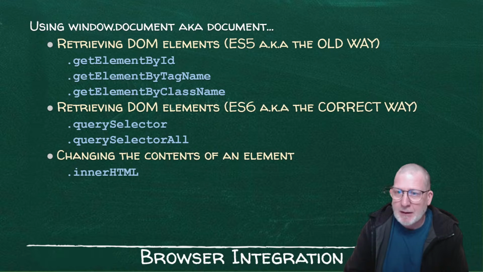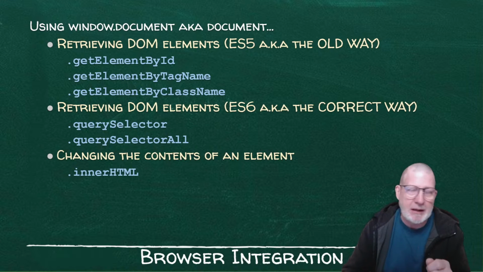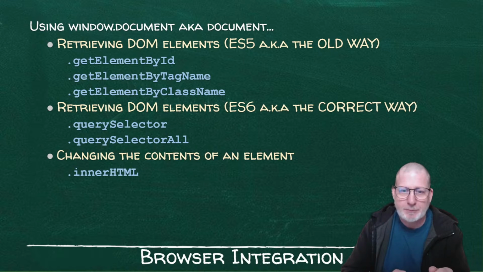The new way of doing things is to use the query selector. And the query selector uses the same selector syntax as your CSS. The query selector takes one parameter. That parameter is a string, and that string is a selector in the exact same format as CSS. And for this reason, it makes it really easy to pick things off.